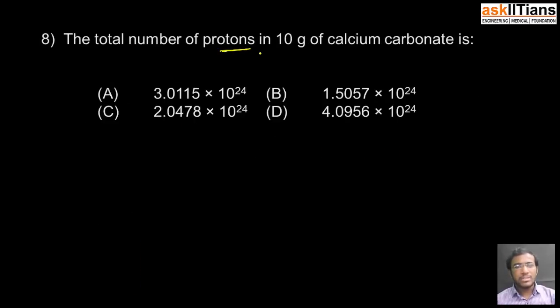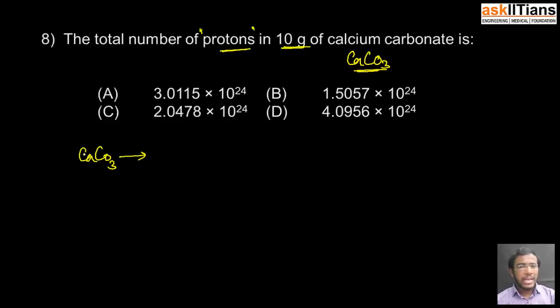The total number of protons in 10 grams of calcium carbonate. If you write the formula, calcium carbonate is CaCO3. We have to calculate the total number of protons in 10 grams of it. Okay. So this question seems to be a different question, because here it is asked to find the number of protons in 10 grams of CaCO3. So how to do this? What is the approach? We have to calculate the total number of protons. If I take one CaCO3 unit, how many protons does it contain?